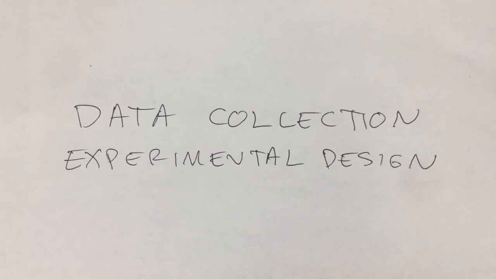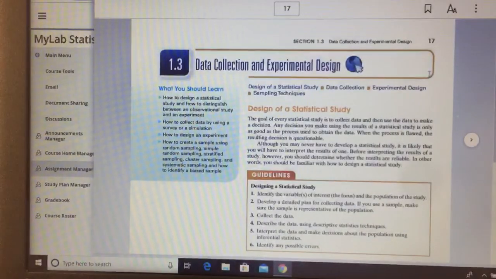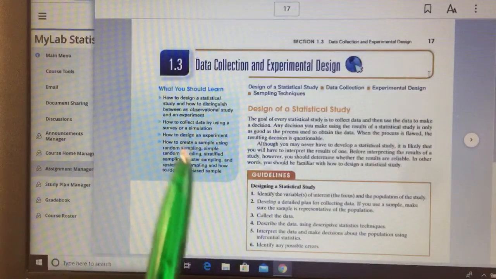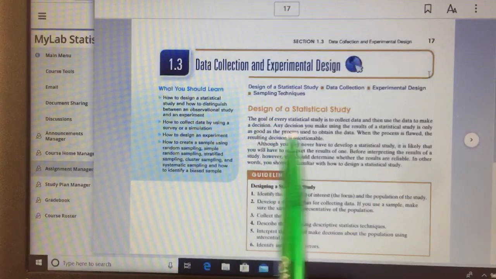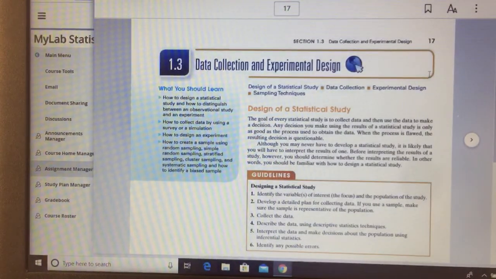All right, statistics. We're looking at data collection and experimental design today in this lesson, lesson 1.3, data collection, experimental design. Now, if you go to your question help, you can access the textbook. And here's a textbook. It gives a description of all the terms and things we're going to be looking at.